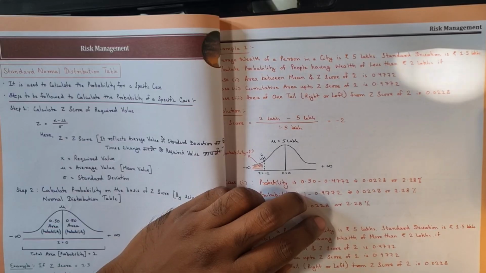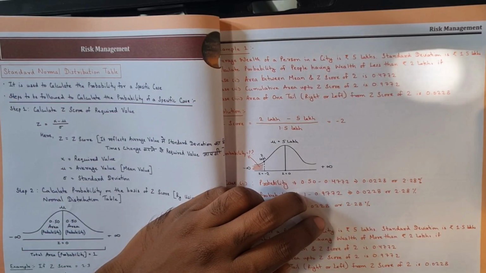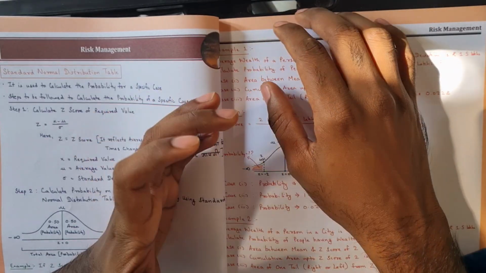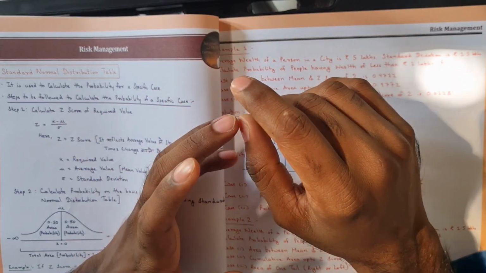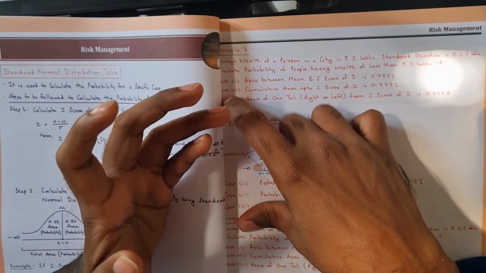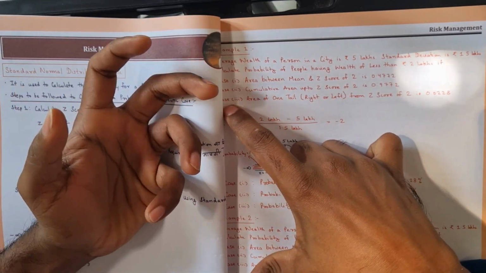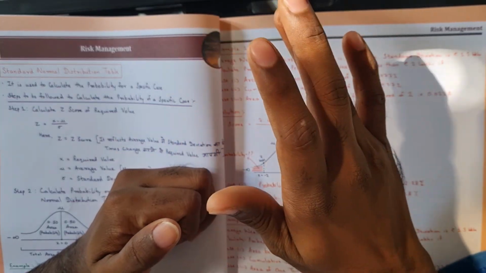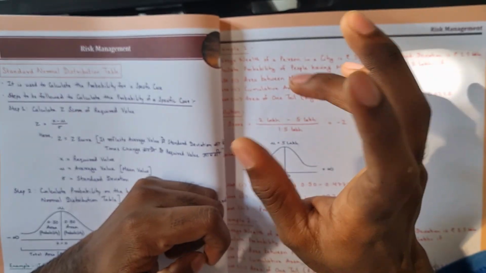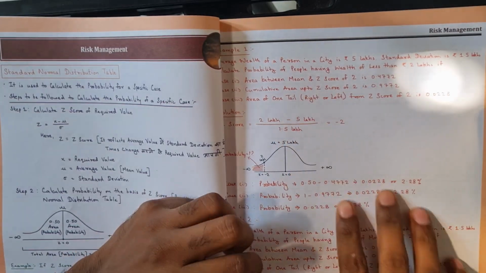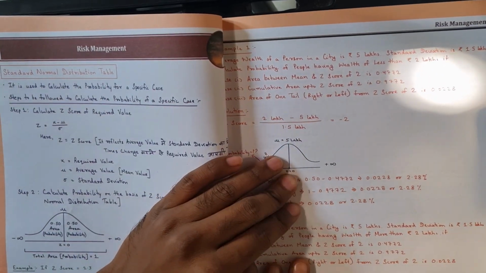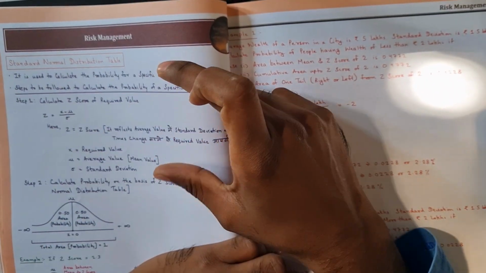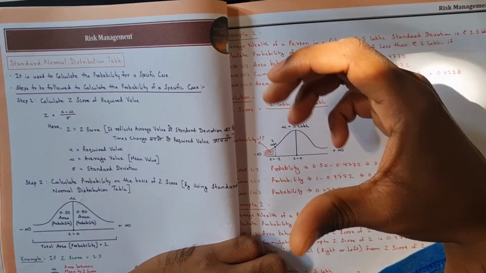It is used to calculate the probability for any case. If you want to calculate the probability of, let's suppose, how many runs will be scored in a particular stadium, you can find that. If you want to see how much the temperature will be tomorrow, you'll get a probability using past data. This is a universal table. The standard normal distribution table is a universal table for probability.